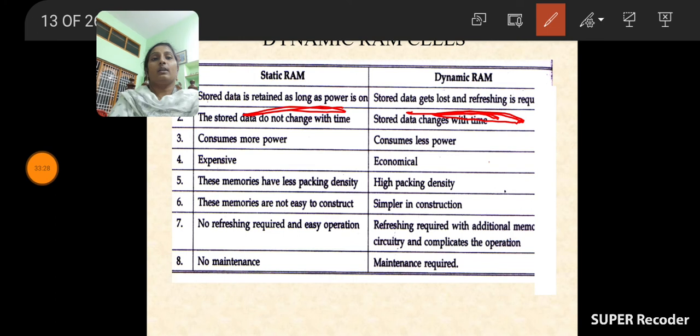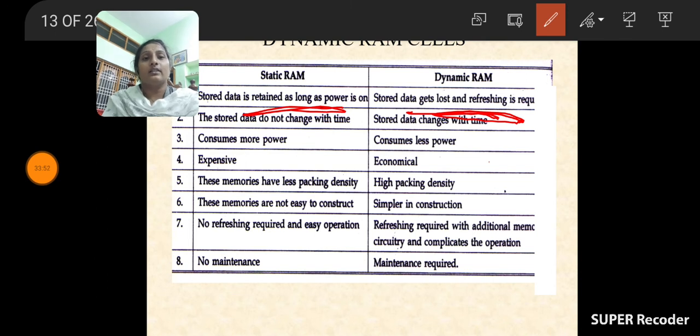Dynamic RAM is simple like our Word document in the computer. In Word document or in MS Office, whatever may be the document, every time we are pressing save. If we are pressing save only, the data will be saved, otherwise the data will be lost if the power is switched off, or the device is switched off. But in the static RAM, even though the power is switched off, the data retains.